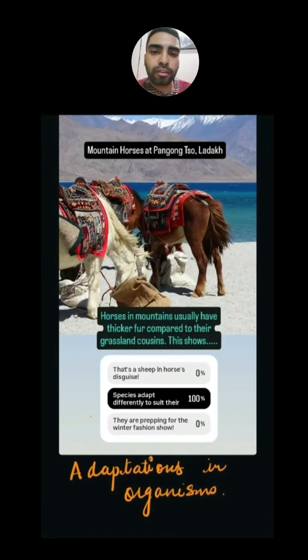So you all guessed it right. This particular story talks about variations amongst the same species depending on the habitat they are present in, whether it is mountain or whether it is grasslands. But what are adaptations? Adaptations are characteristics or traits that help an organism survive in the given habitat.